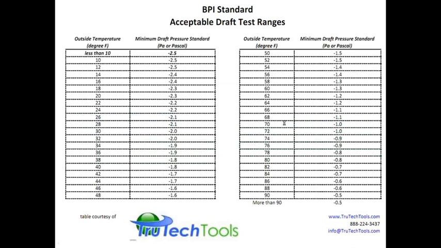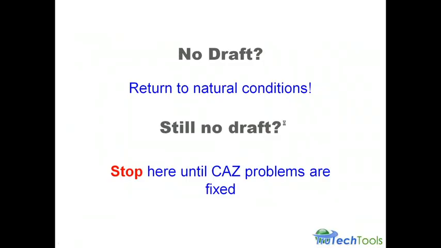When you get copies of the slides, you can print this out if you want. We ran the whole thing, less than 10, 12, 14, 16, 18, all the way up to 90, what the minimum draft is in pascals. So, we set up worst case. We've gone through all this testing, and we test draft. Well, if there's no draft under worst case, then we've got to return it to natural conditions. If there's still no draft, you've got to stop here until the combustion air zone problems are fixed, right? We're testing under the worst case. And again, if there's no draft under the worst case, well, then let's turn it back to where it was. And if there's still no draft, you've got a serious problem. The flue gases aren't going up the chimney.